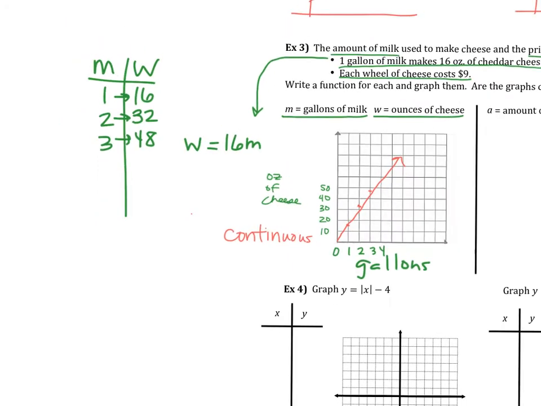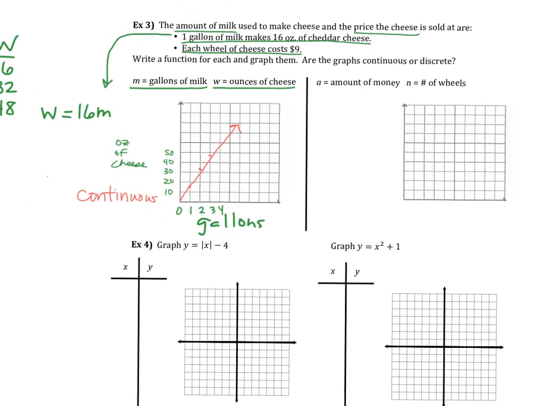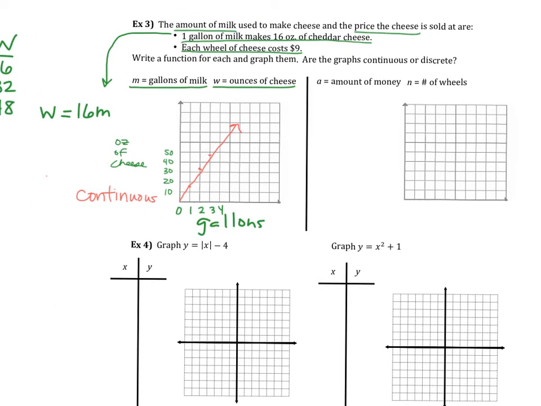Okay, now think about this other one. It says each wheel of cheese costs $9. Have you seen wheels of cheese in the grocery store before? Yeah. It literally looks like a wheel. It's round like this, okay? When you go to the grocery store, are you allowed to cut a piece off and take just a portion of that wheel of cheese?